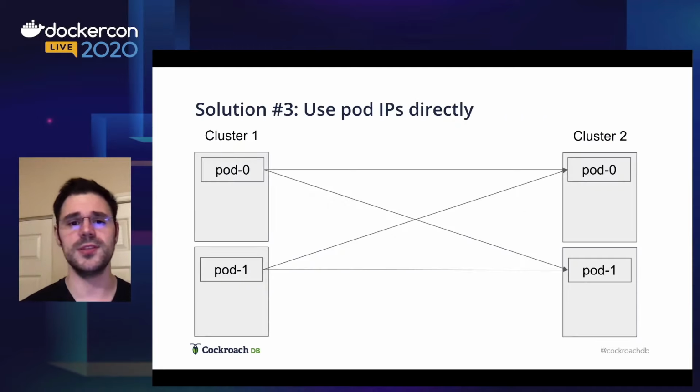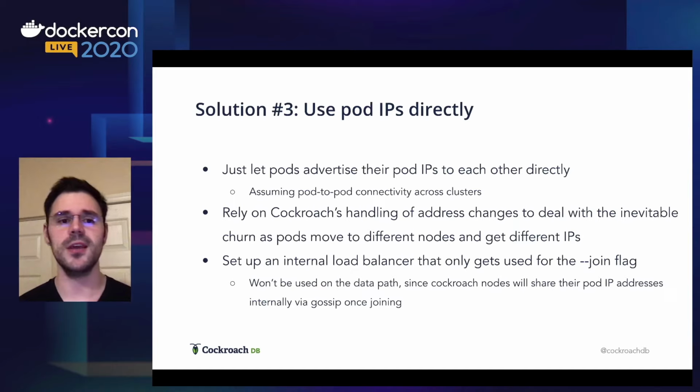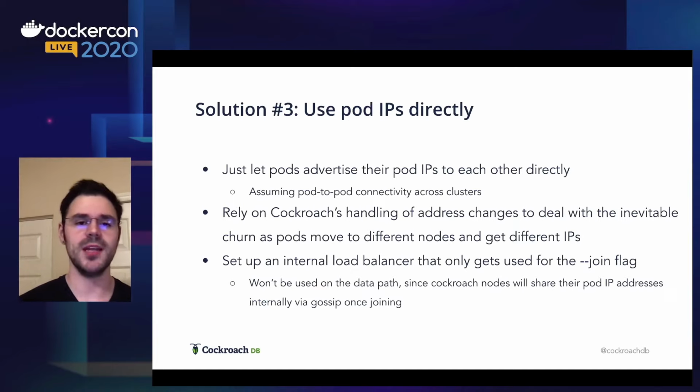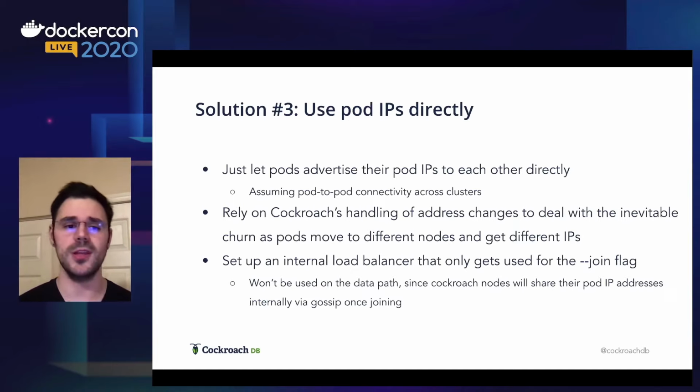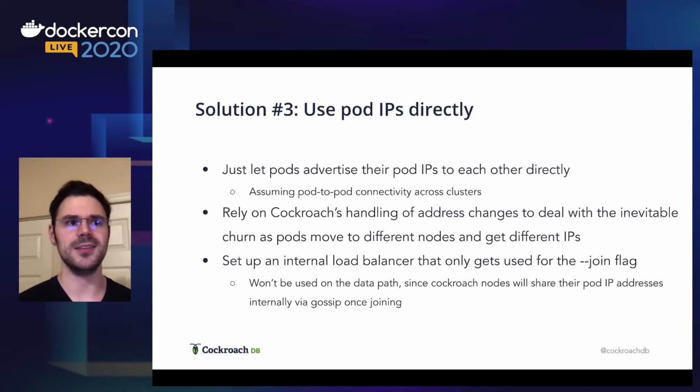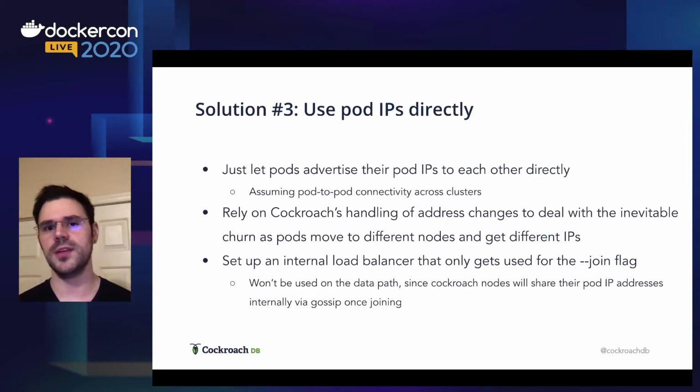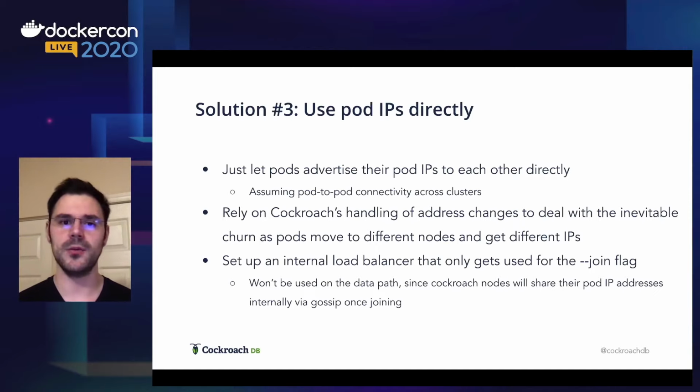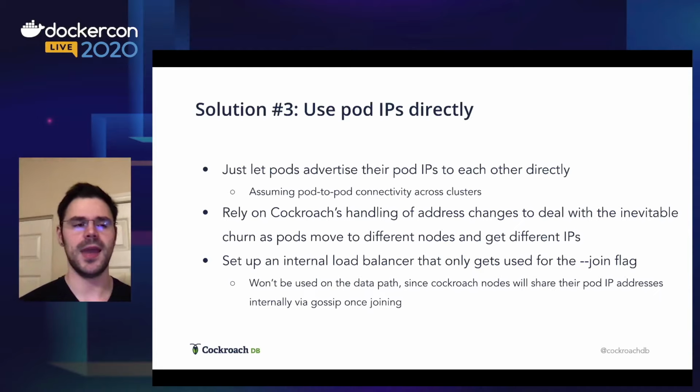Solution number 3 is to use pod IPs directly. So this does assume that we have pod-to-pod connectivity across our clusters, and we're really going to be relying on CockroachDB's assignment of a node ID to individual nodes that is separate from the IP addresses. So as we delete and recreate our pods and they come back with different IP addresses, Cockroach is still going to be able to recognize them as the node that they previously were.